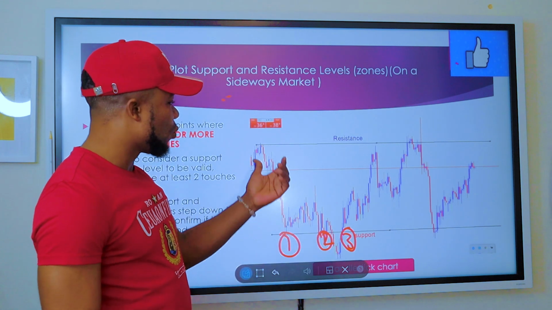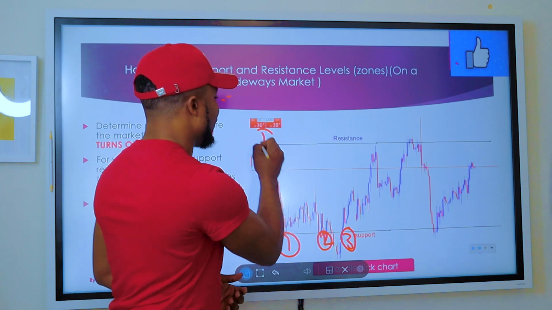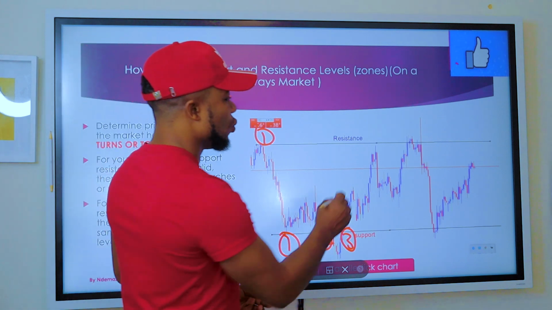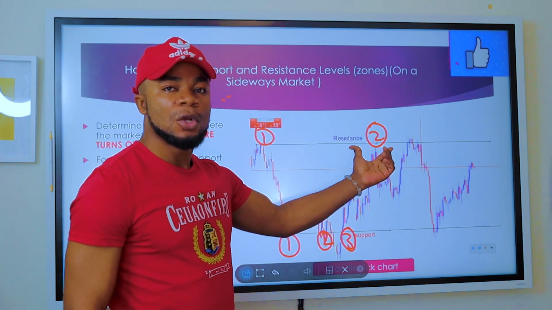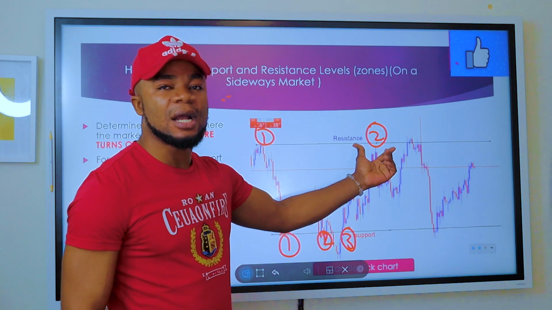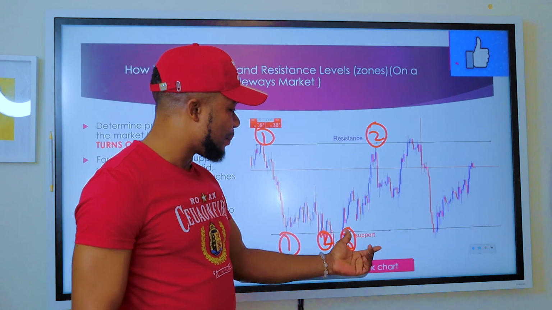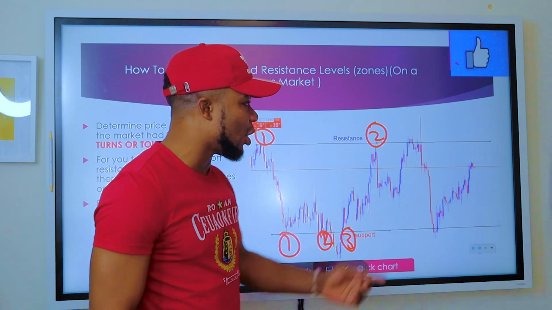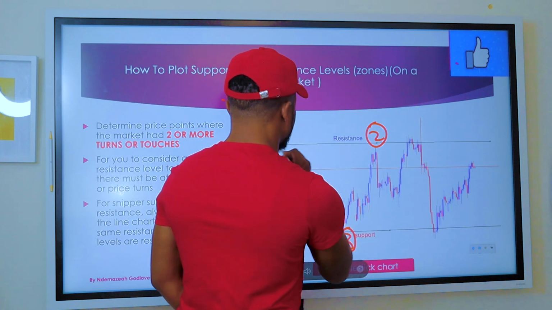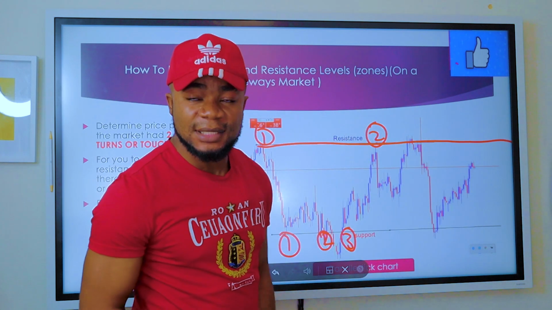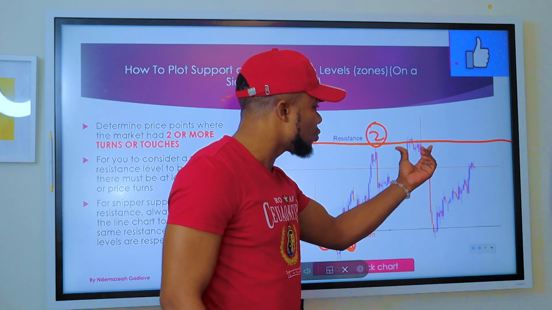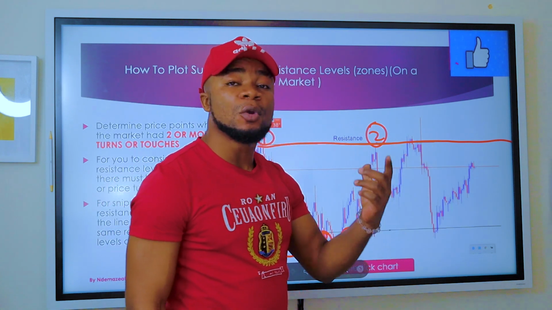Going to a resistance, here we had our first touch on the resistance. Number 2, the second touch was here. So long as we see the second touch, we already know that this is a potential resistance level. And once the market gets to this particular resistance level, we'll be looking for a sell signal.